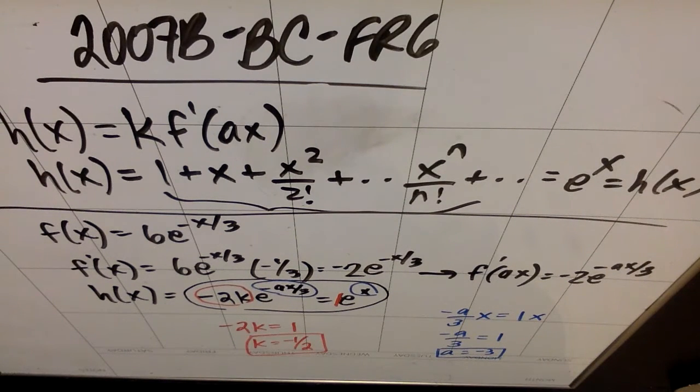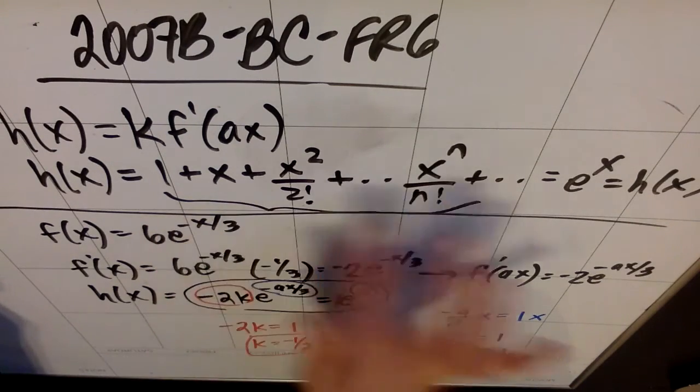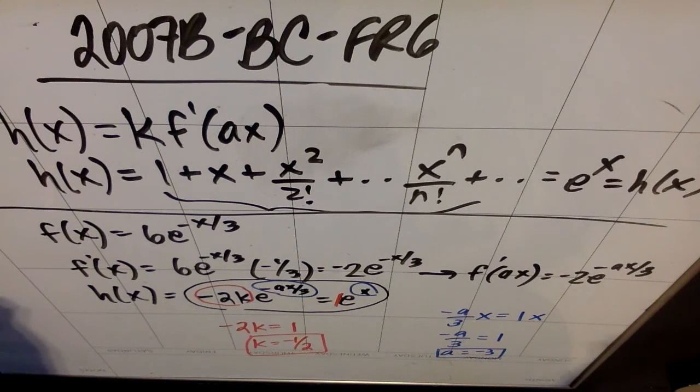So this essentially hinged on you being able to derive f prime of x, and then plug in an ax instead of an x, and also being able to recognize that h of x is actually just the Taylor series for e to the x, and thus h of x is e to the x. And that's kind of it, and then you're matching what stuff is equal.